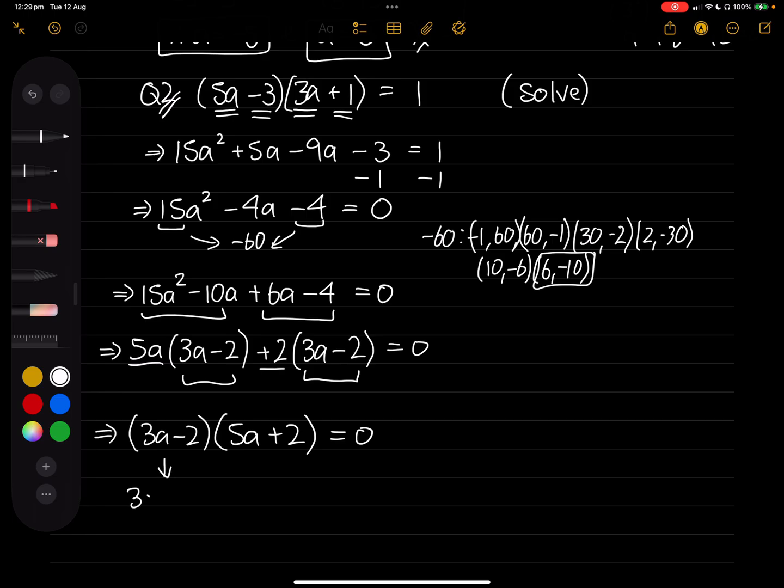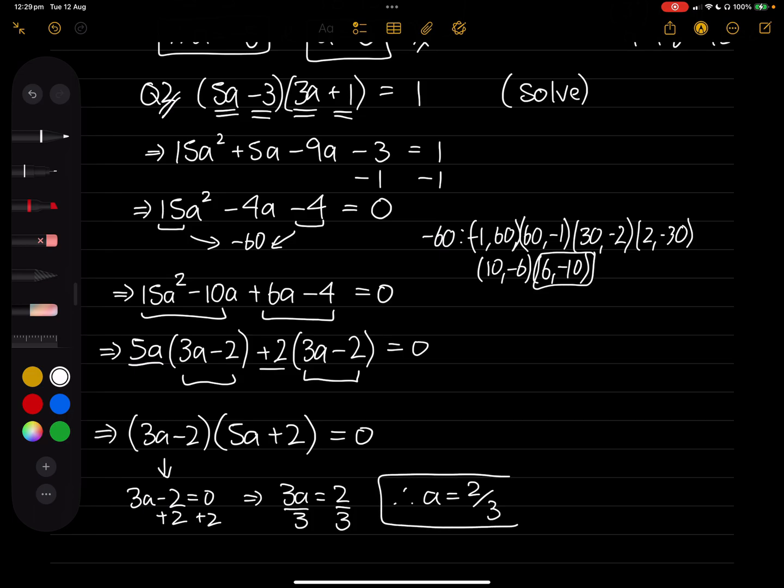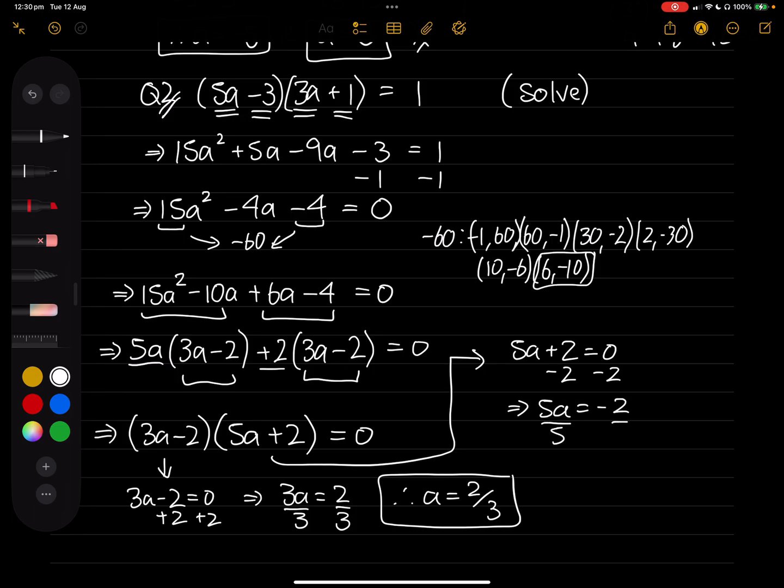So the first one, we get 3a minus 2 equals 0. Add 2 to both sides. This tells us 3a is equal to 2. Divide both sides by 3. This tells us the one solution is 2/3. For our second solution, we set the second bracketed term equal to 0. 5a plus 2 equals 0. Minus 2 from both sides. This tells us that 5a is minus 2. Divide both sides by 5. And this tells us that a is minus 2/5. So these are our two solutions to this equation.